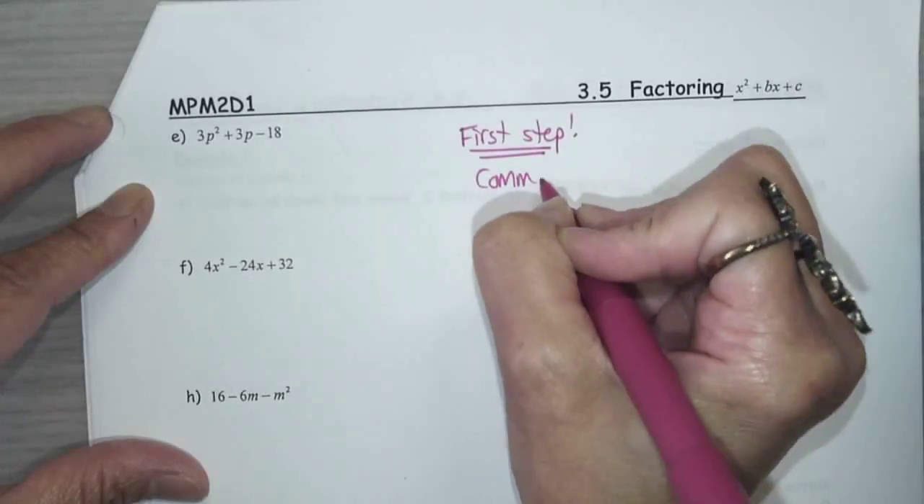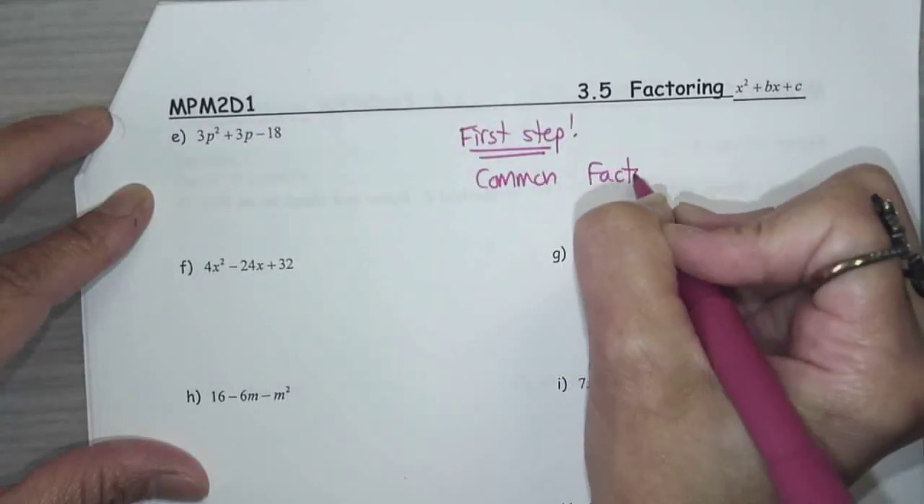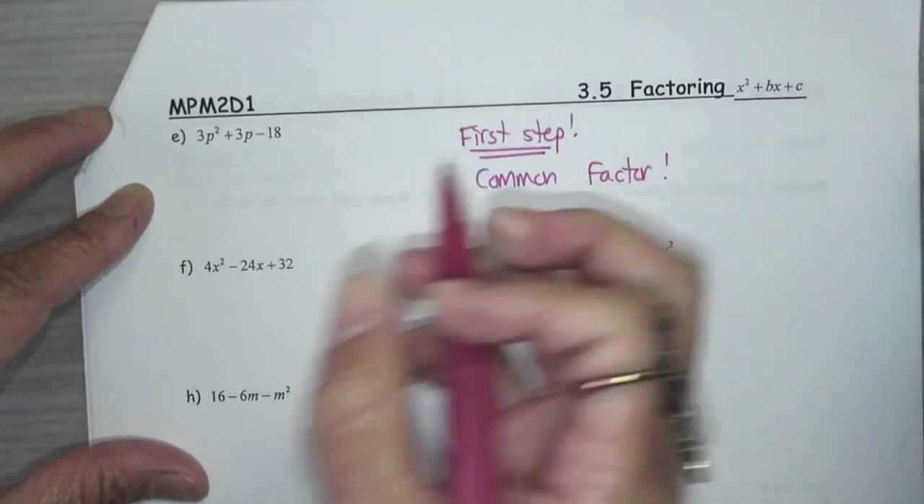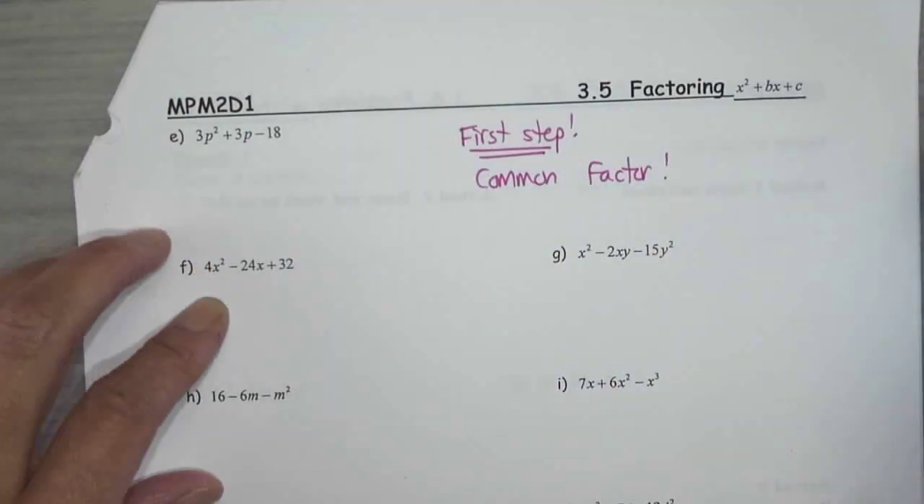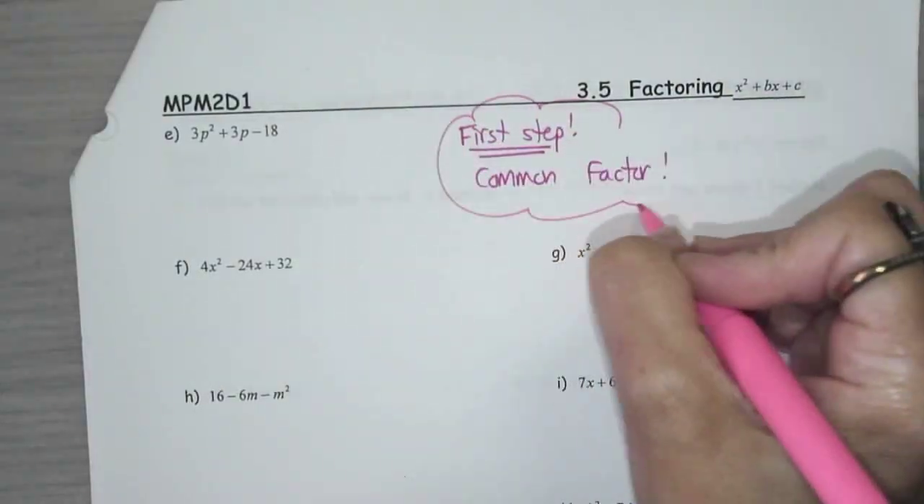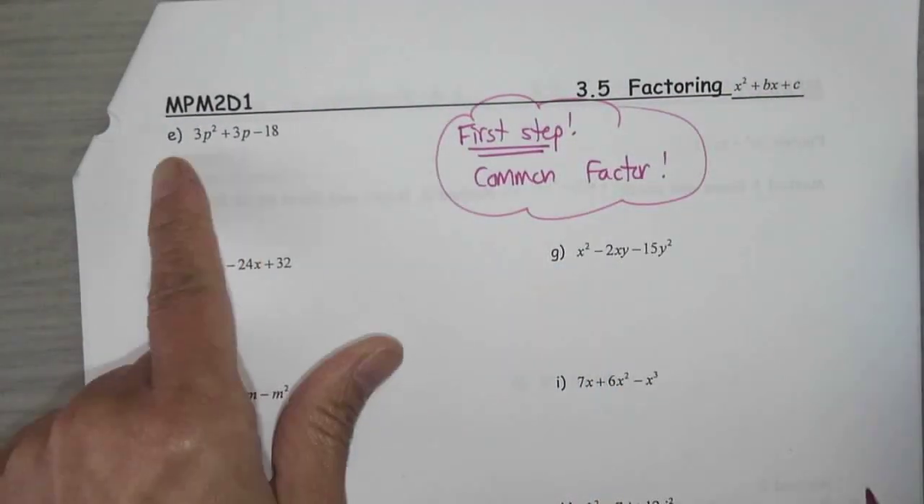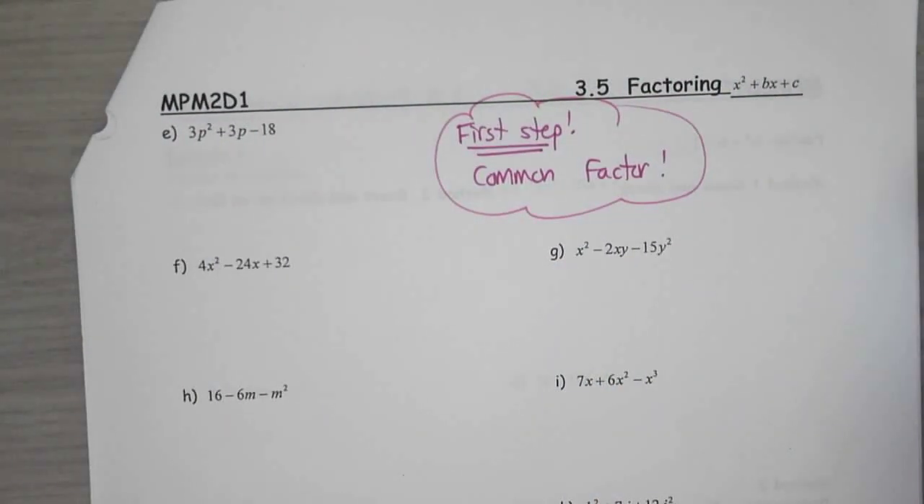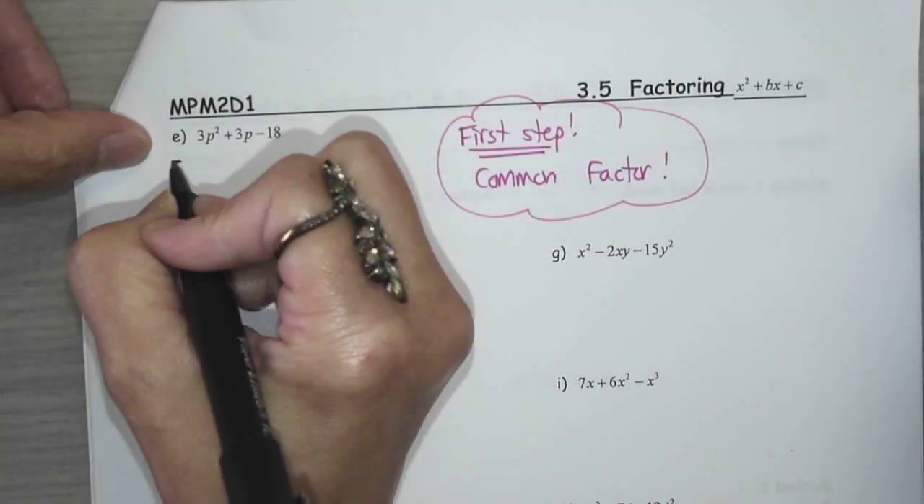common factor. So even though we see right here the 3, I go, wait, wait, wait, there's a common factor of 3. So I see 3 throughout. Always look for common factor first step. So we're going to do this.